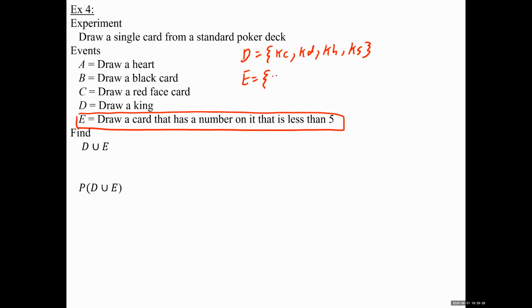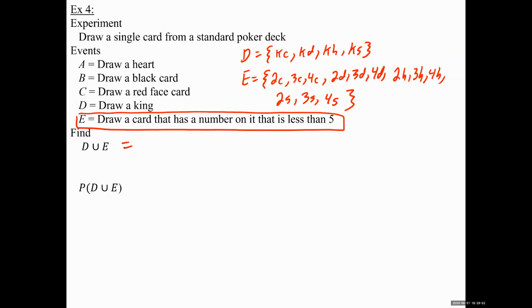So it's going to be 2 of clubs, 3 of clubs, 4 of clubs, 2 of diamonds, 3 of diamonds, 4 of diamonds, 2 of hearts, 3 of hearts, 4 of hearts. Run out of room. 2 of spades, 3 of spades, 4 of spades. That's E. But now it's asking us to find D or E.